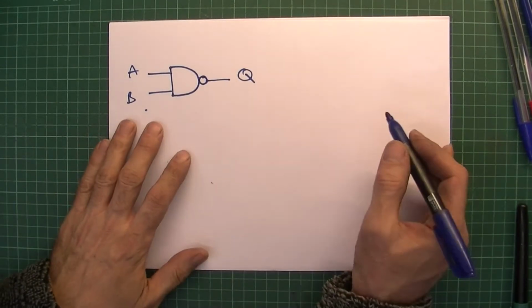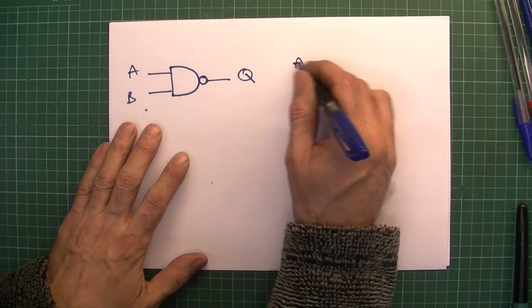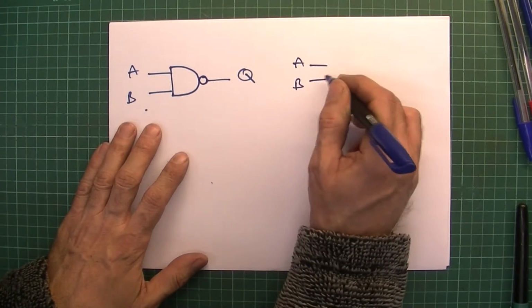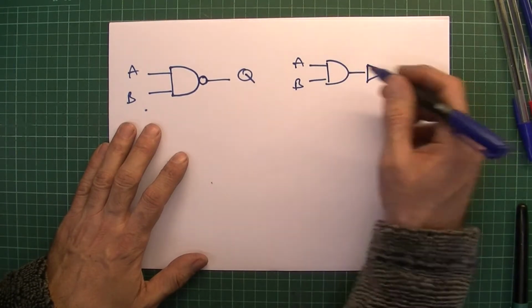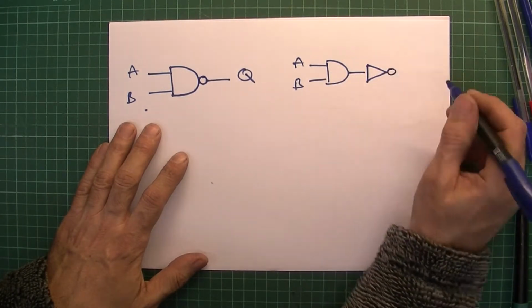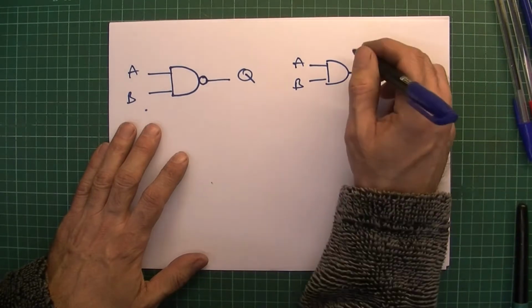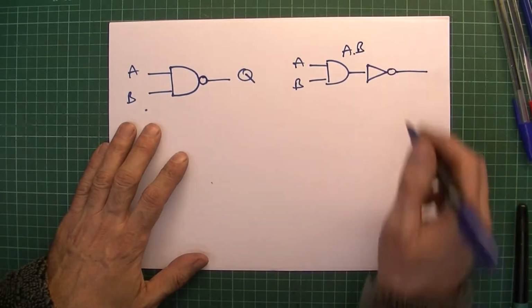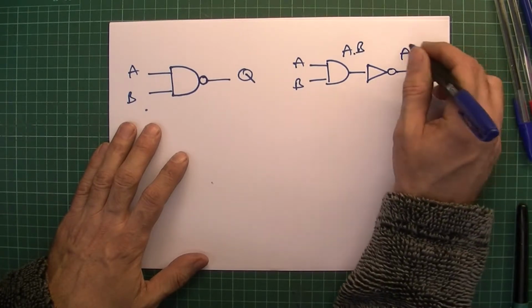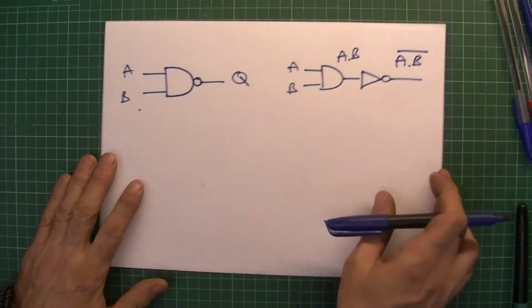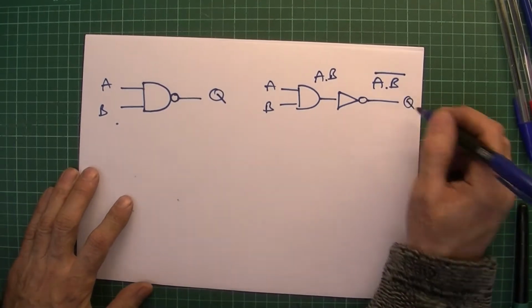So actually this is functionally equivalent to A and B, and then drive the output of the AND gate and then go through a NOT. So that would be A and B at that point, and then we're going to NOT it, so it's A and B knotted, going to output Q.